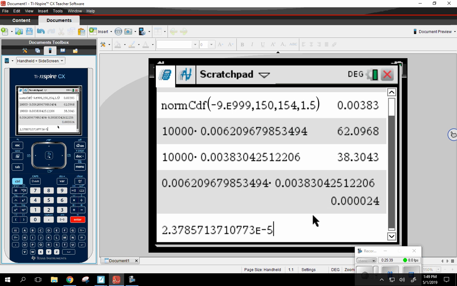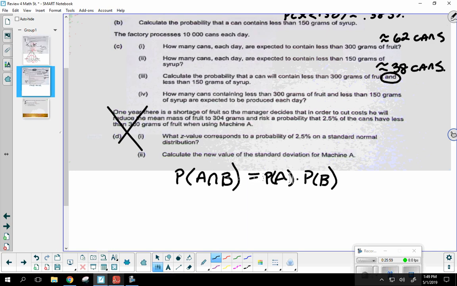Now, of course, remember this is a percentage, so let me look at all the decimals. What's this e to the negative 5 mean? Remember, that's just scientific notation. That's 10 to the negative 5. So I'm going to go ahead and move it over. So I would say about 0.00238. Again, I just wrote it out in 3 sig figs. So that I have an answer on my paper, but I'm going to actually use the full value when I perform my operation.